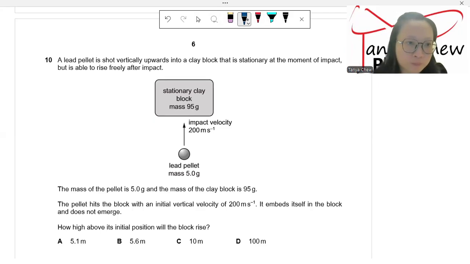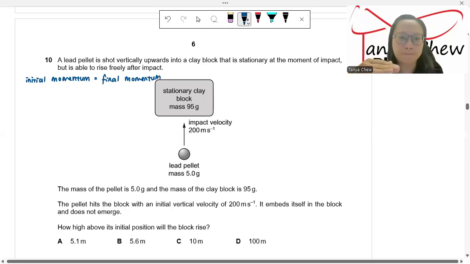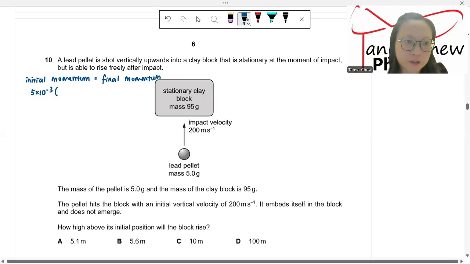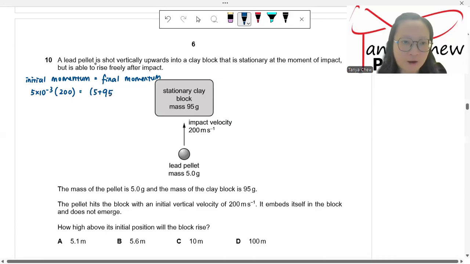So initially the total momentum, initial momentum, is equal to final momentum. So I need to calculate the speed of the pellet and the block together. So the initial momentum is related to the pellet only, which is 5 gram. You have to change to kilogram, 5 times 10 to the power negative 3, with the initial velocity 200, which is equal to the final velocity of the clay block as well as the lead pellet. So this is 5 plus 95 times 10 to the power negative 3 because I want to change it to kilogram, or you can divide by 1000, times final velocity. And the final velocity I got was 10 meters per second.